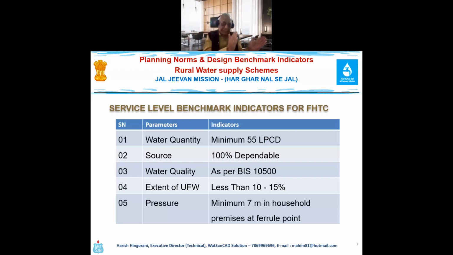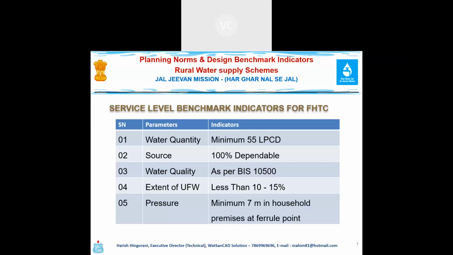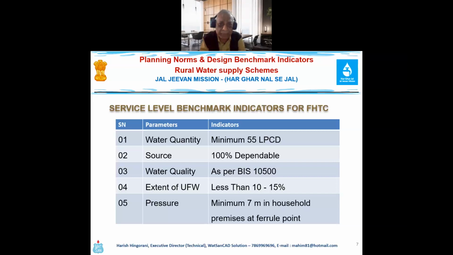If you go through the guidelines, they define exactly what the benchmark indicators are for the FHTC. Water quantity: minimum 55 LPCD. We will discuss that. Source: the key is we need a 100% dependable source. It is one of the foremost requirements. Water quality of drinking water should be as per BIS 10500. Again, the same has been reproduced on page number 41 of the JJM guideline.